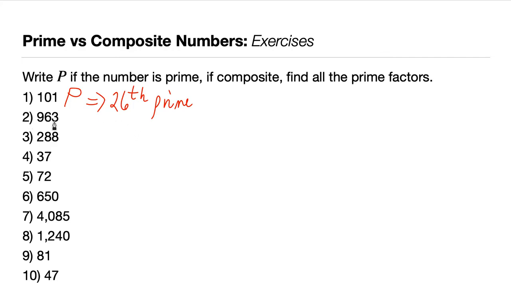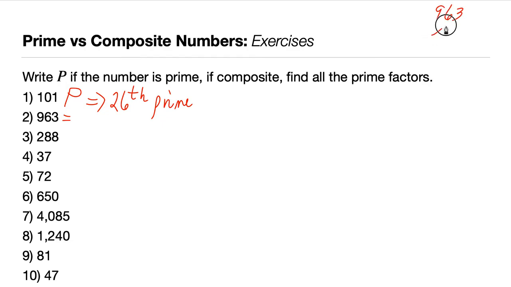Okay, so how about 963? Is it divisible by 2? No. Is it divisible by 3? Let's check. 9 plus 6 is 15, plus 3 is 18. Since adding the digits gives us a sum that is a multiple of 3, this is not prime. So we need to find all its prime factors, and we're going to make use of the factor tree here.